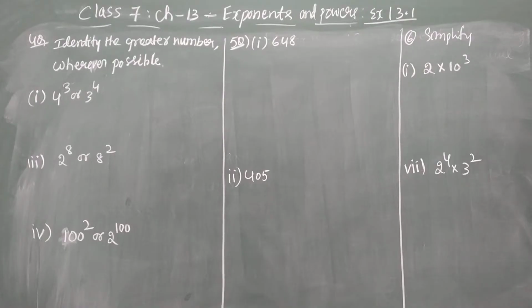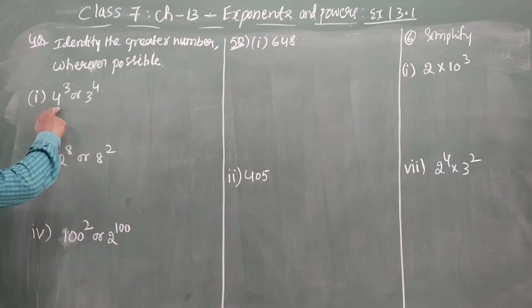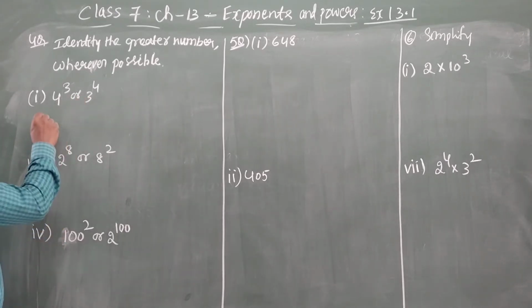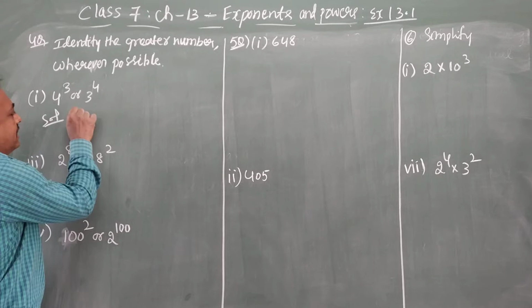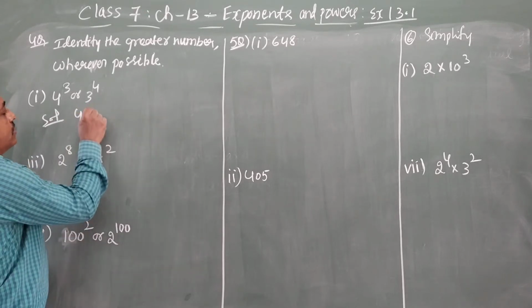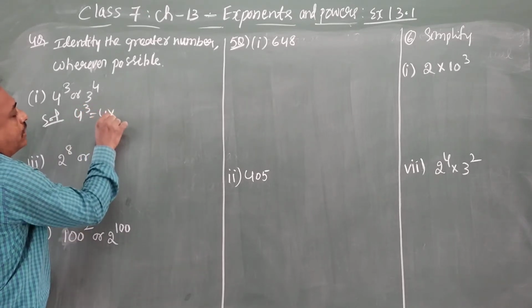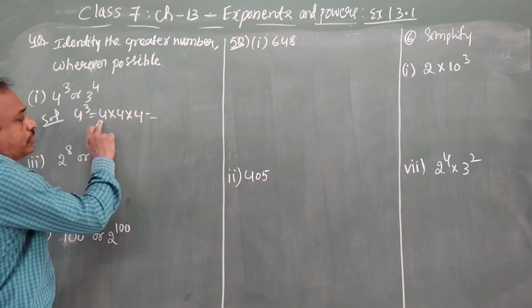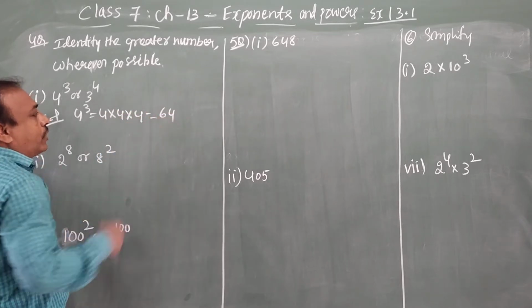Let us see the next question. Identify the greater number wherever possible. 4 power 3, 3 power 4. What does it mean? Here 4 power 3 means 4 into 4 into 4. So 4 power 3 is equal to 4 into 4 into 4. 4 4s are 16, 16 4s are 64.